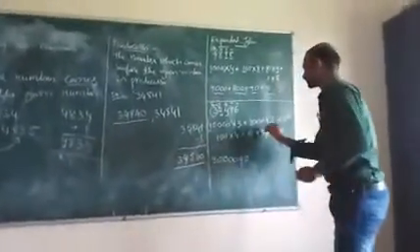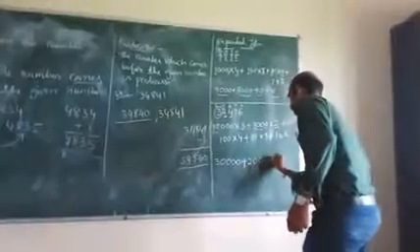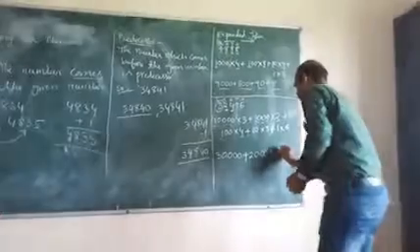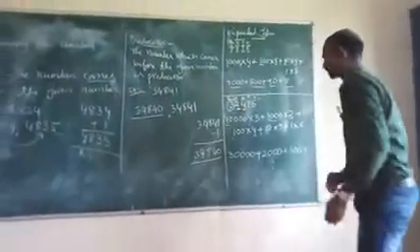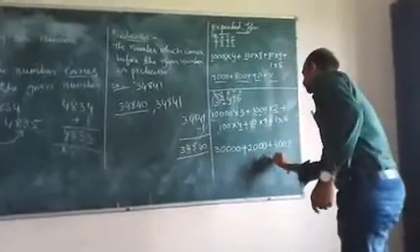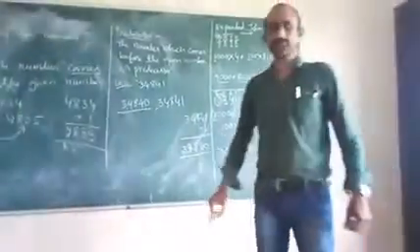How many zeros are there here? 1, 2, 3. 3 zeros. And 1 into 4 is 4, 100. And 1 into 9 is 90. 1 into 6 is 6. This is the expanded form.